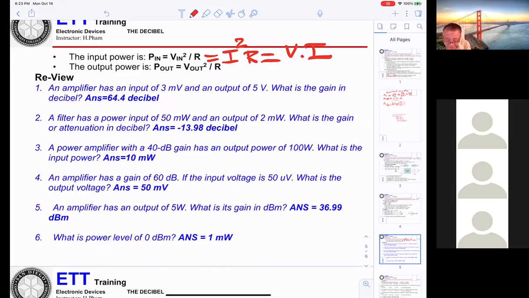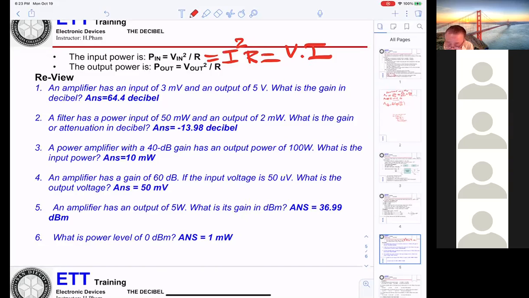Okay. A power amplifier with 40 dB gain. Okay, I try to see if I can do it this way. Number 3. I want to make a copy. 10 milliwatt. Now I copy so I can explain to you.